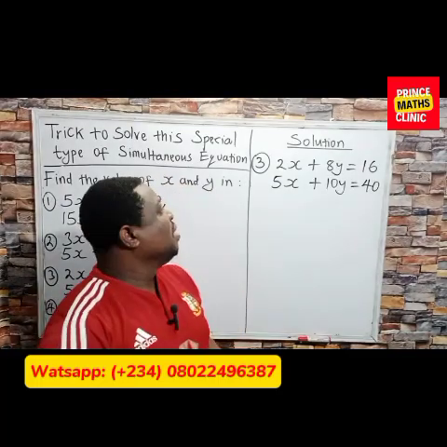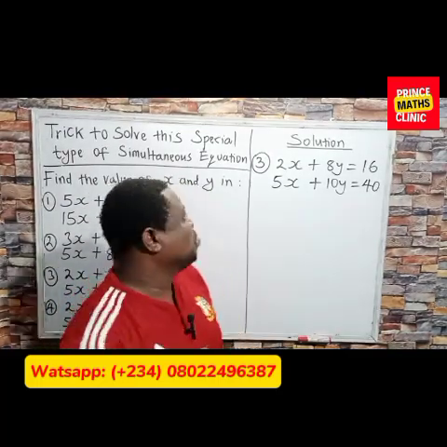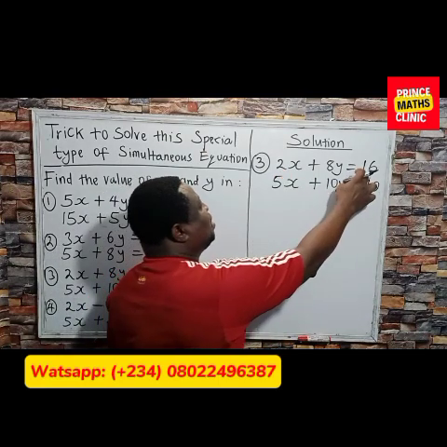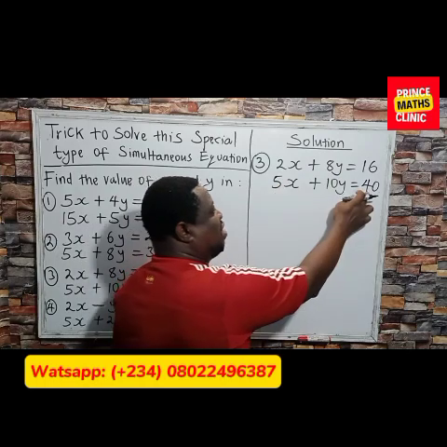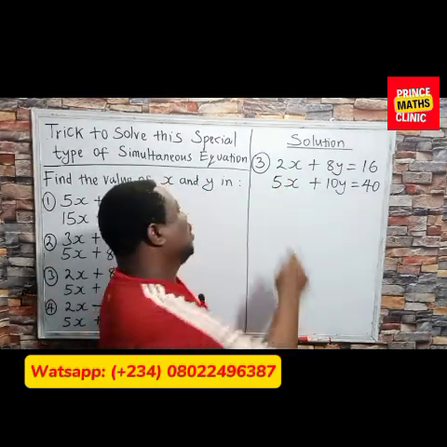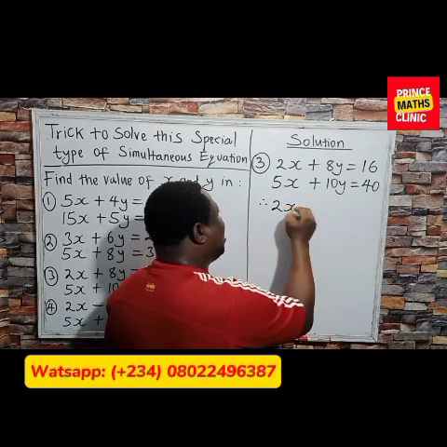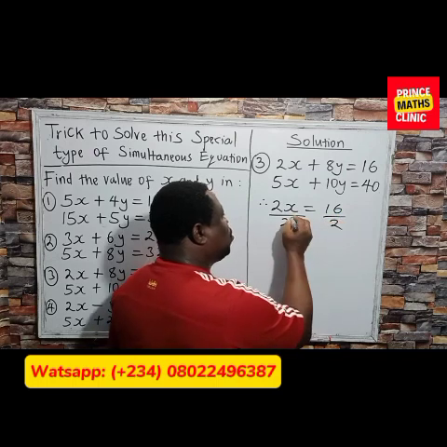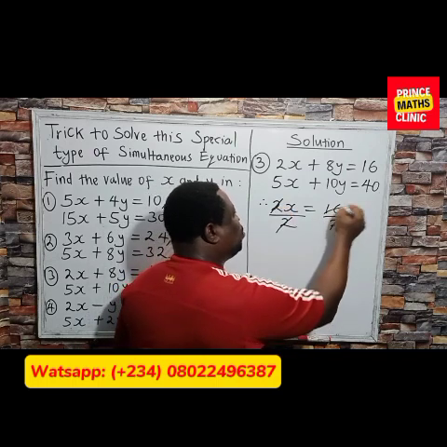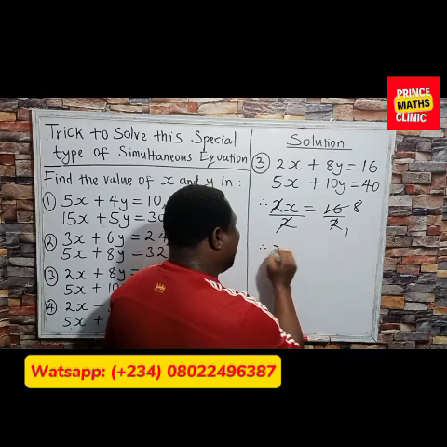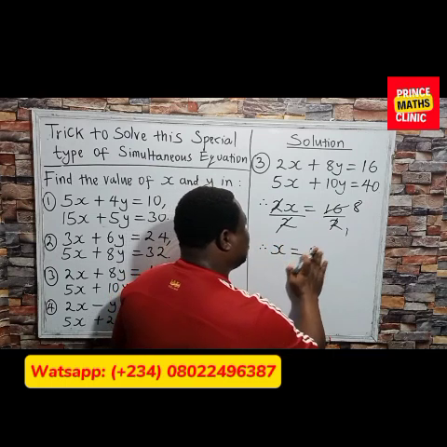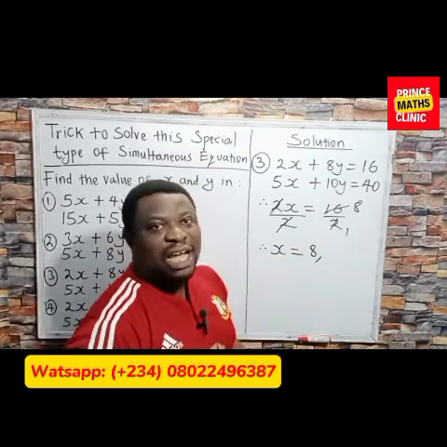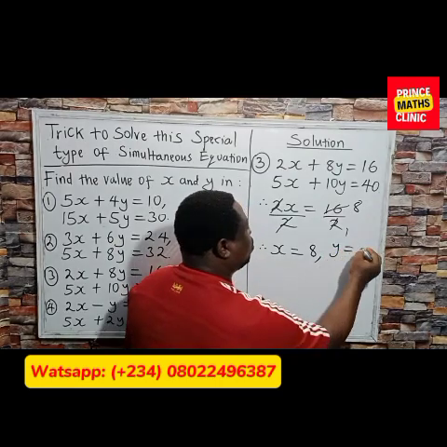Interesting one. Watch out again for the relationship. Now let us look at this. 2 times 8 will give me 16, and 5 times 8 will give me 40. So there is a relationship here. So I can say that 2x equals 16. If I divide both sides by 2, 2 here cancels 2, 2 here 1, 2 here 8. Therefore my x will be 8. And the term that does not relate with the constant term, which is y, becomes 0.